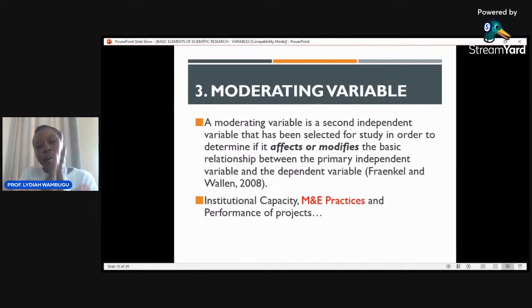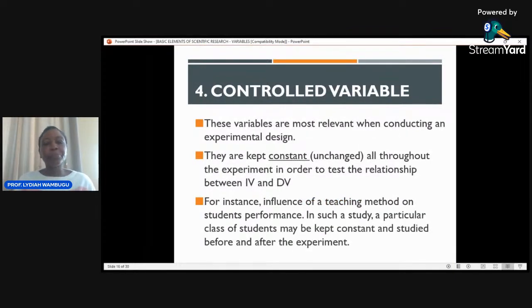So the moderator is selected because it has an influence on the dependent variable, and it modifies the relationship between the primary IV and the primary DV. That is what we call the moderating variable. And then we have the controlled variable.